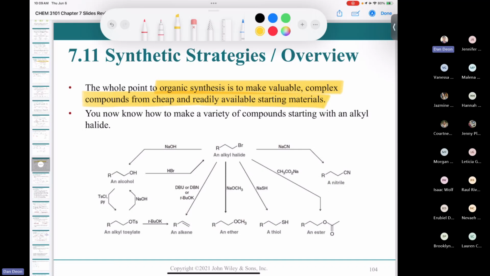If you're wondering what's valuable, it could be something that might make a material, but I would say some of the most valuable compounds are ones that are going to save lives. Cures diseases. So medicine would be some of the most valuable compounds, and a lot of them are very complex.